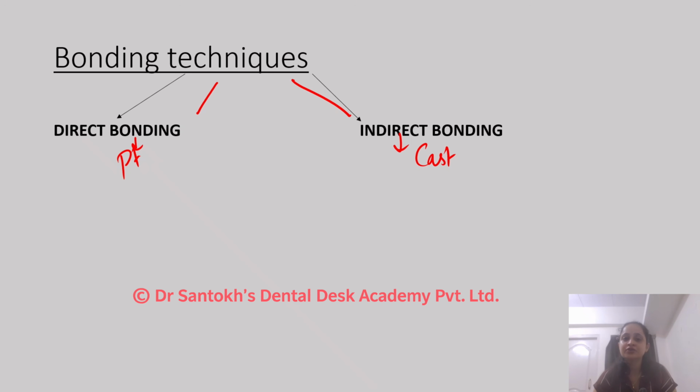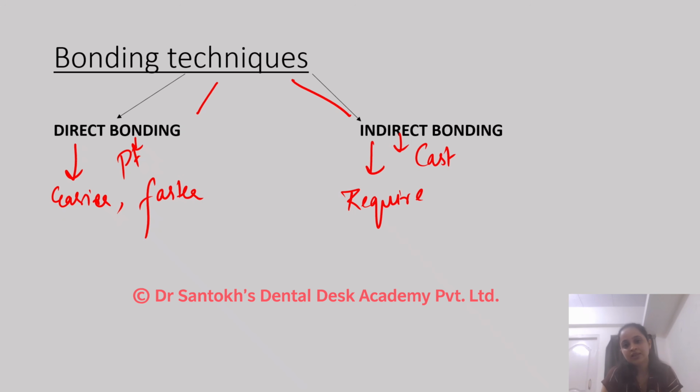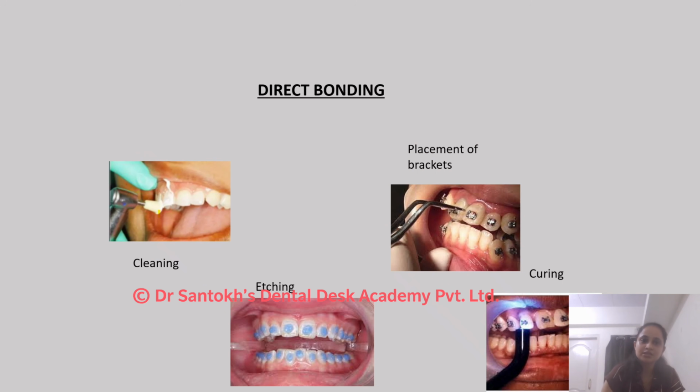First is direct bonding and one is indirect bonding. Okay, so direct bonding is easier and faster when compared to indirect bonding, while indirect bonding requires less chair side time.